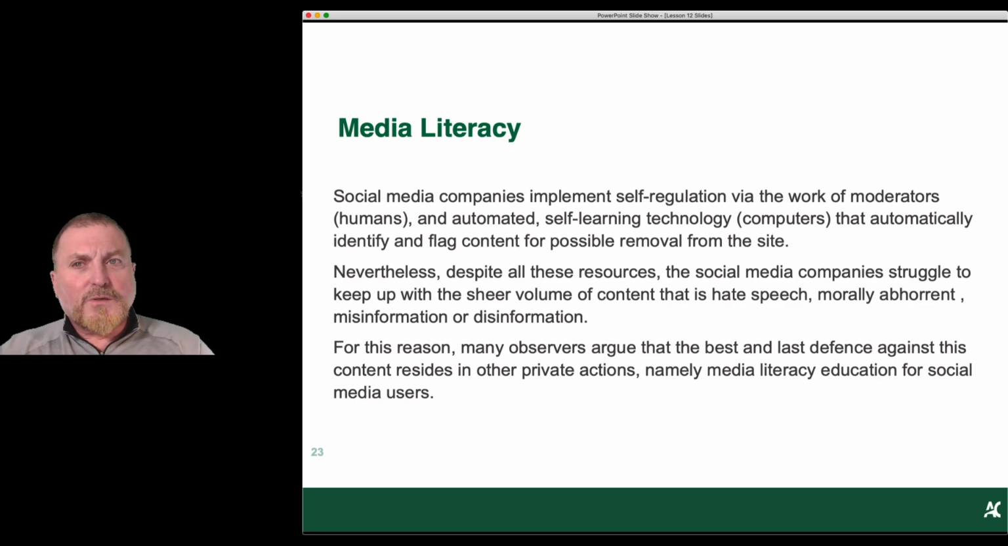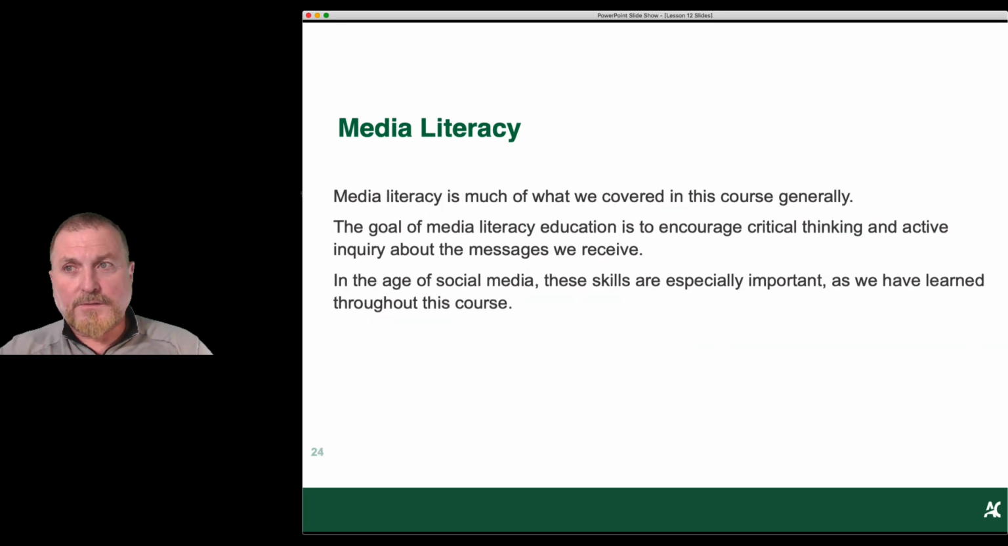Because despite all these resources, the social media companies continue to struggle to keep up with the sheer volume of content that is hate speech, morally abhorrent misinformation, and disinformation. There's no question about it, right? And for this reason, many observers argue that the best and last defense against this content resides in other private actions, namely media literacy education for social media users.